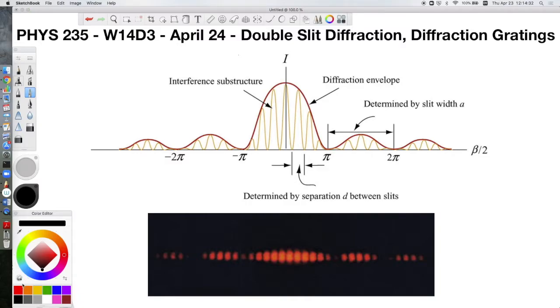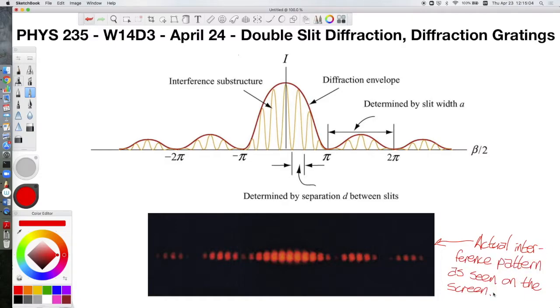So down at the bottom, we have the actual interference pattern. And this is what we would actually see if we looked at the screen. This is in a dark room so that you can see the spots more clearly, but you see this actual pattern of bright and dark spots. And then up here at the top, we have a graph of the intensity of that pattern.